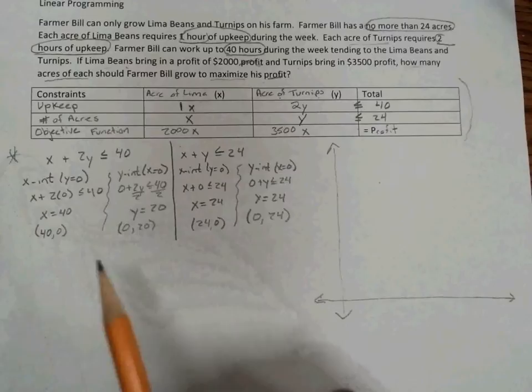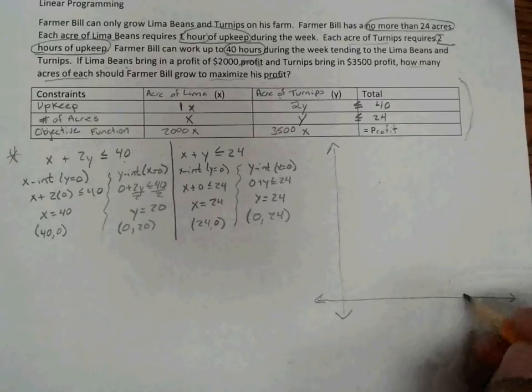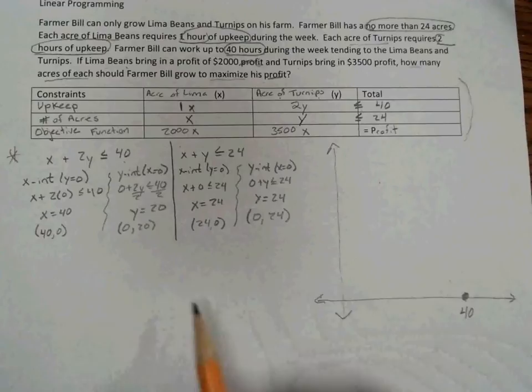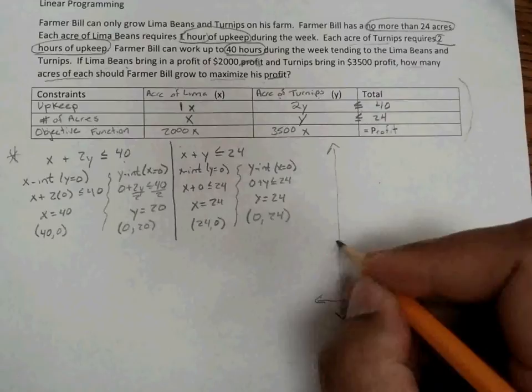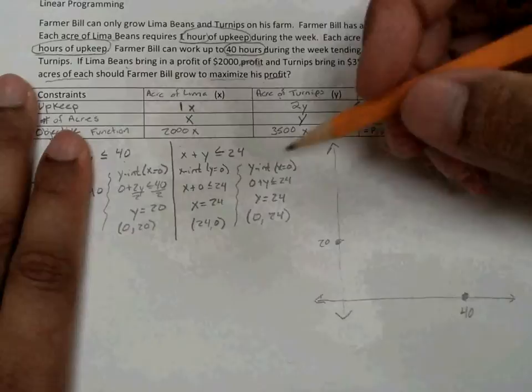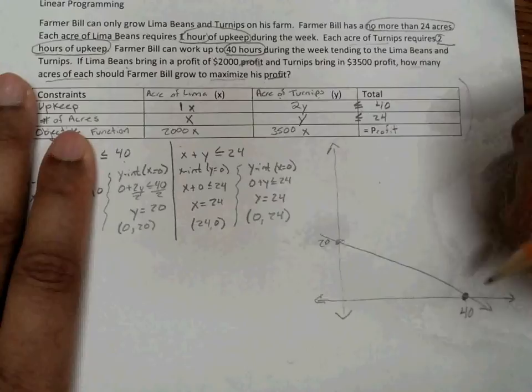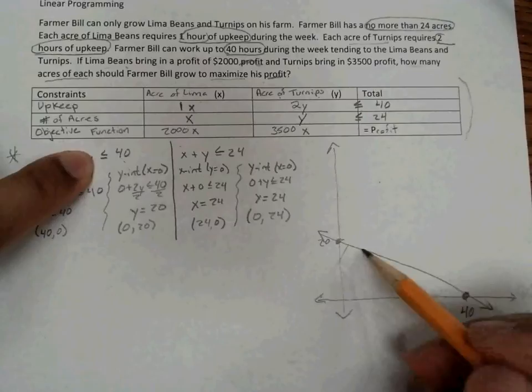So we have x plus 2y is less than or equal to 40. The x-intercept is at 40, so I'm going to put 40 right here. Put a little dot there. And then we have 20, so I'm going to put 20 right about there, and I'm just going to draw my line through that. And we know it's a less than or equal here, so we're going to shade below.